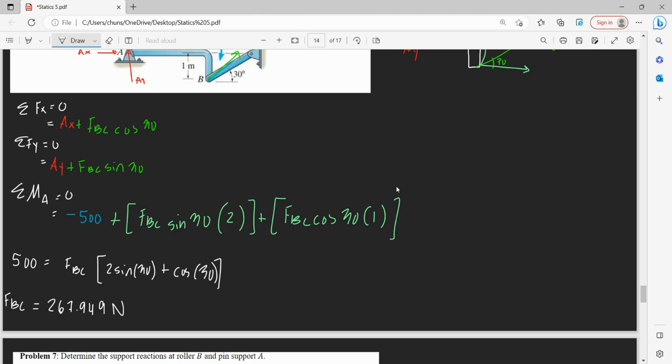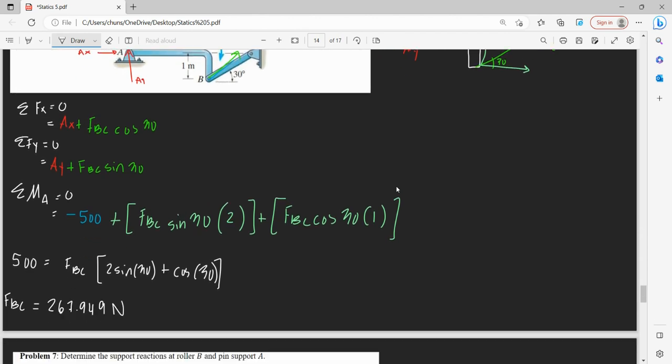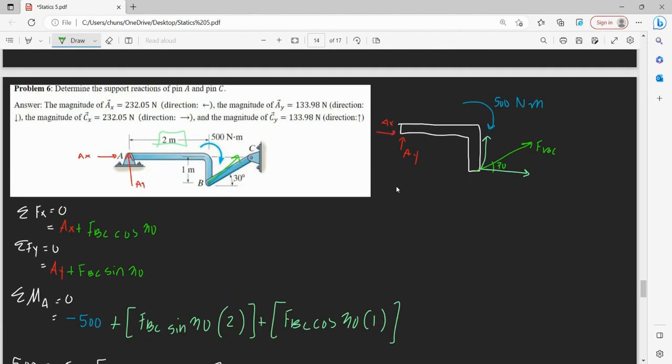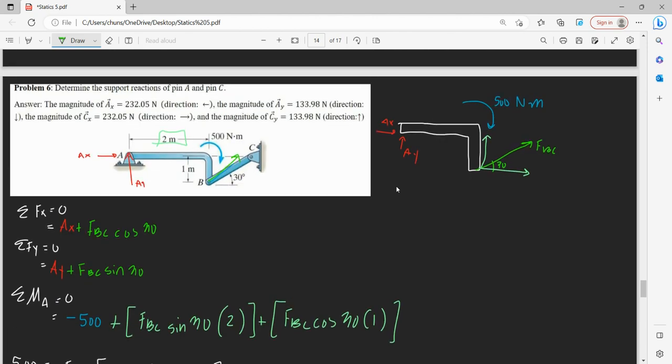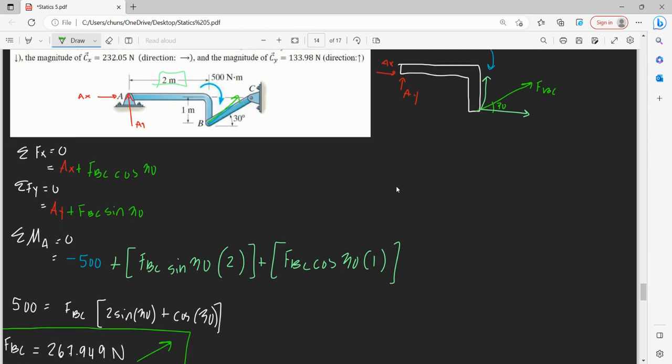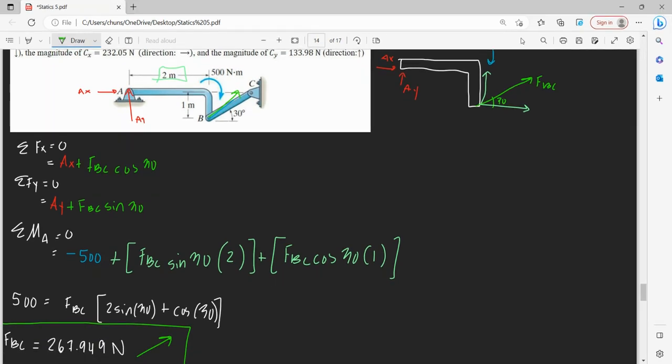And this is positive, so the direction that we assumed for our FBC is correct. So I'm just going to draw the direction of our arrow. If we check our answer, indeed that is not on here, so give me a second. Okay.